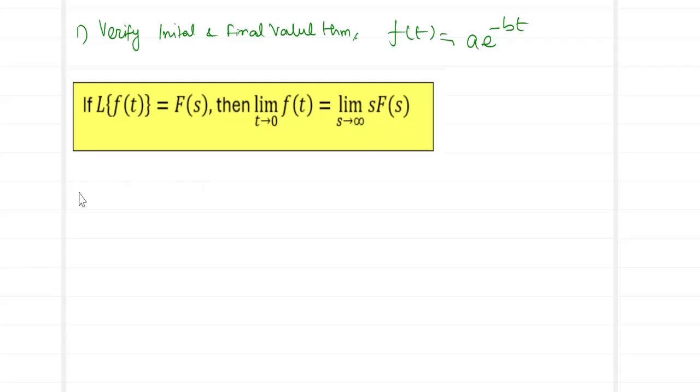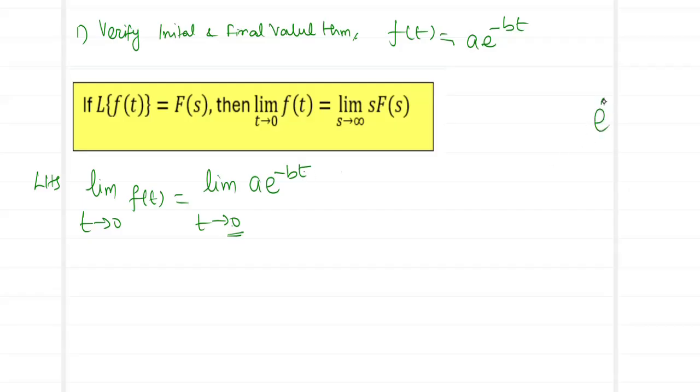Let us begin with the left hand side. The LHS is the limit as t tends to 0 of f(t), which is the limit as t tends to 0 of a e^(-bt). As t tends to 0, where is our t? In the power of e. What do we know about e to the power of 0? e^0 is always equal to 1. So as t tends to 0, this value approaches a times e^0, so it moves towards a. This is my left hand side.